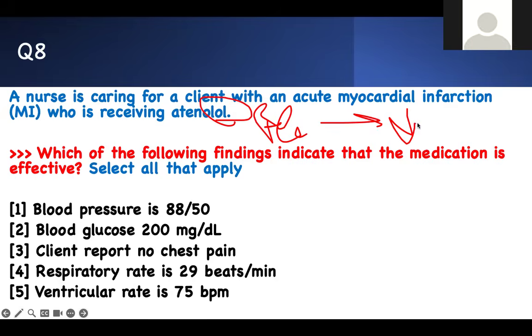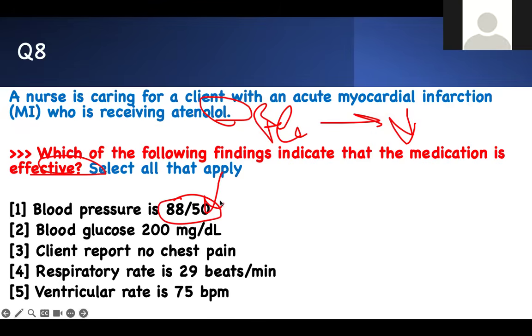Which of the following findings indicate that the medication is effective? That means effective is working. What is going to happen? Blood pressure is 88/50. That's not what I want it to do. It has dropped your blood pressure too much. It's no more effective. That's a critical thinking strategy, right?